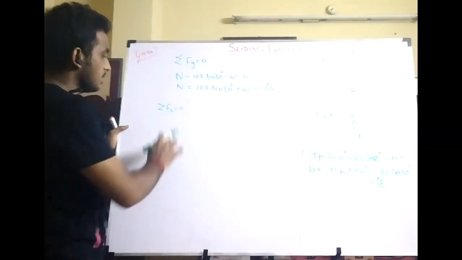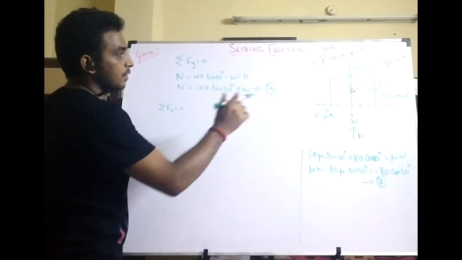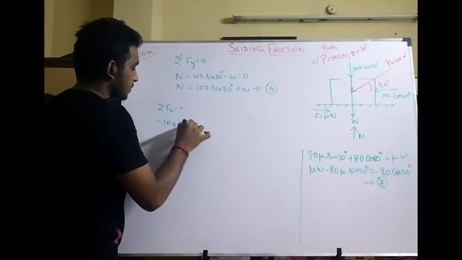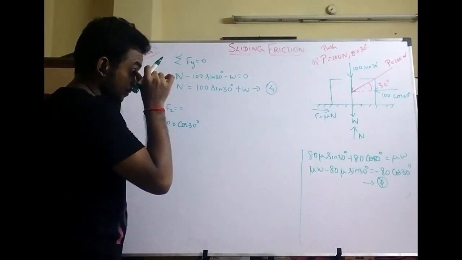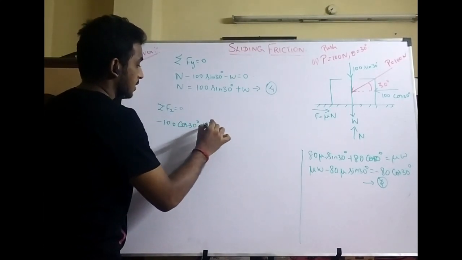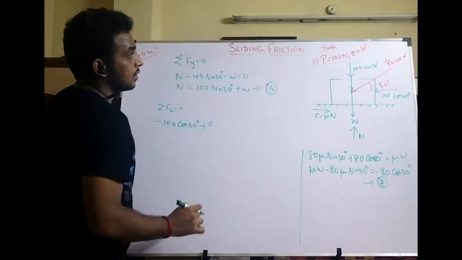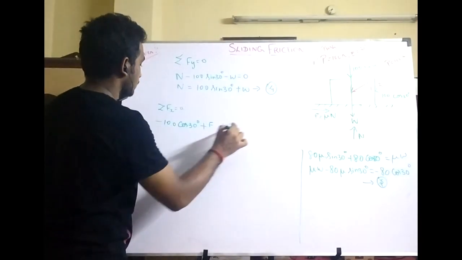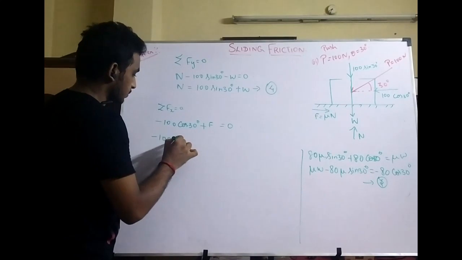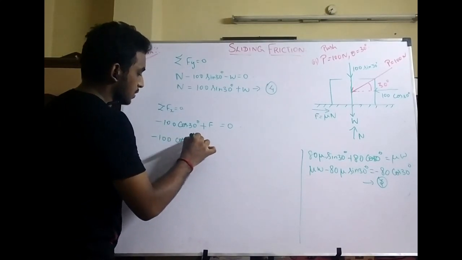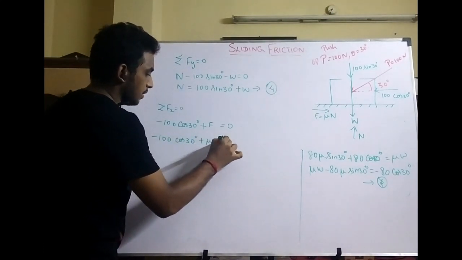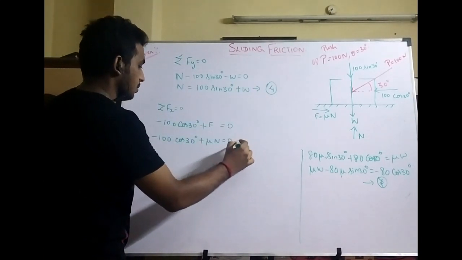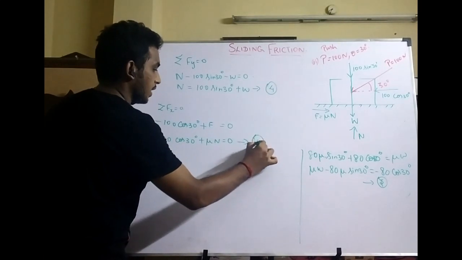Then resolving the horizontal forces equal to 0, we get minus 100 cos 30 plus F, which is equal to 0. We know that F is equal to mu times N. So this is going to be our equation number 5.